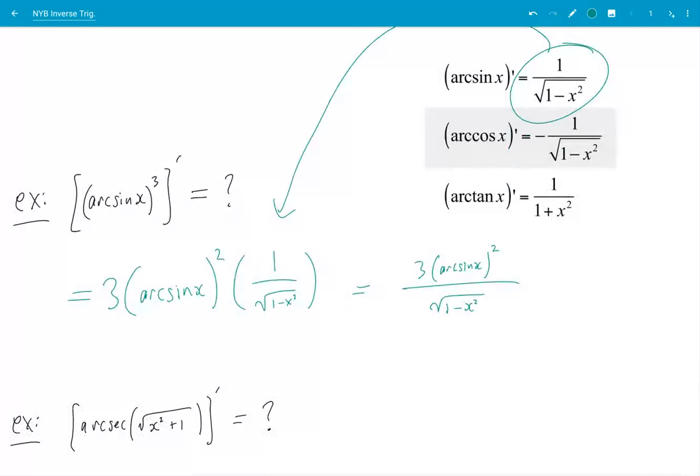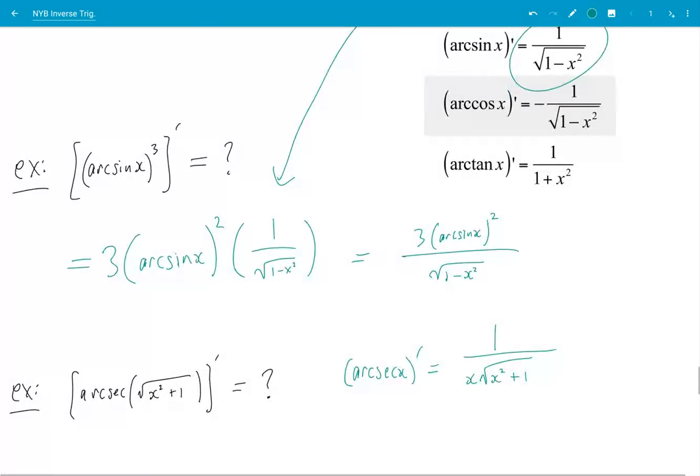How about arcsecant of this square root? This one's a bit uglier. Arcsecant of x prime is 1 over x root x squared minus 1. Now, where'd this come from? Well, you can either memorize this, it's in the book, or you can derive it as I did above.